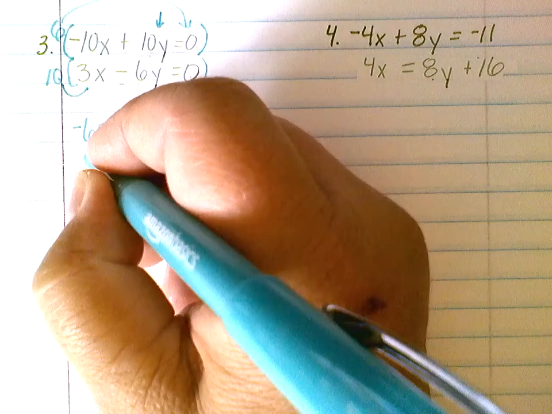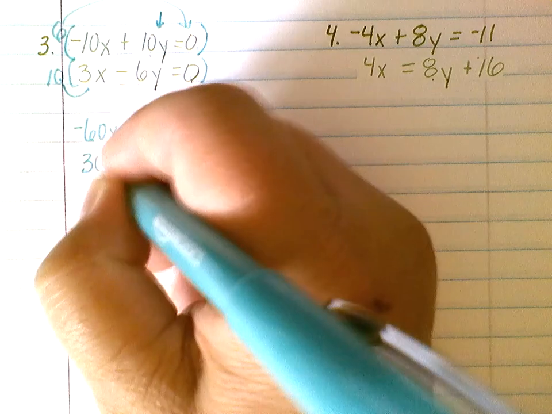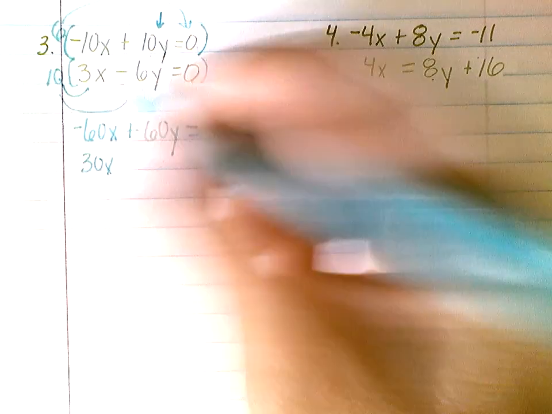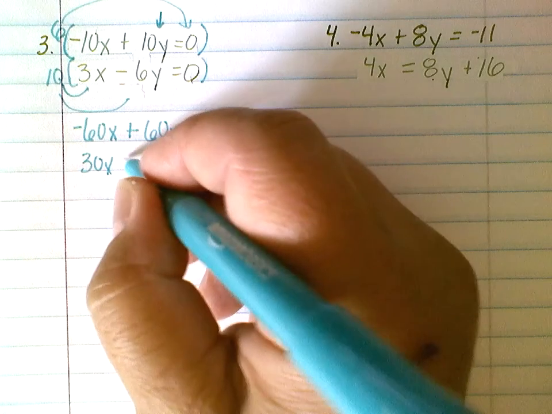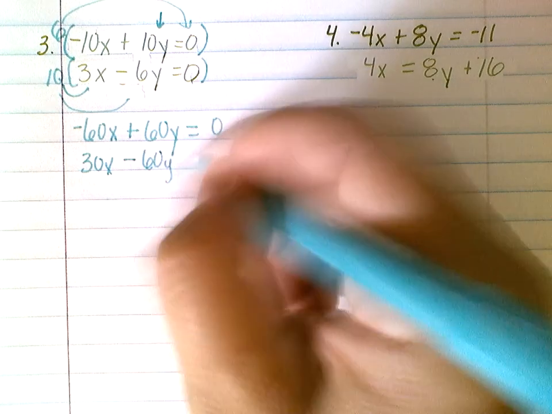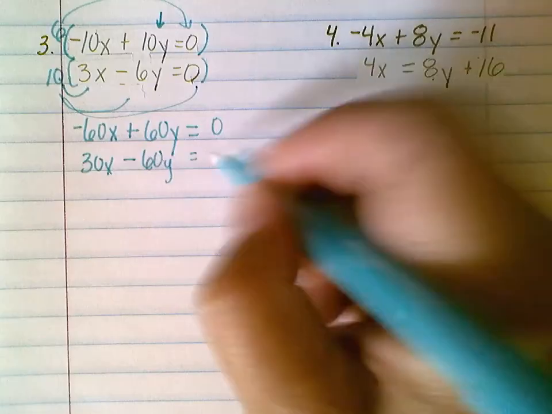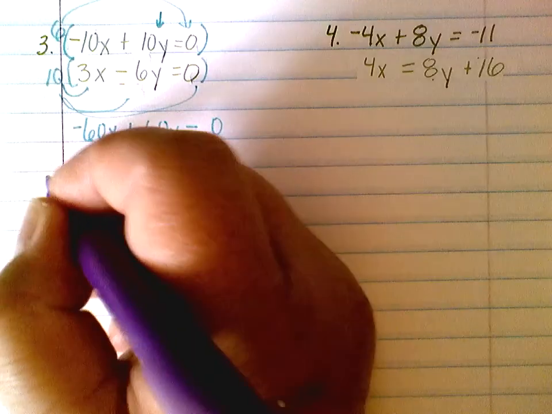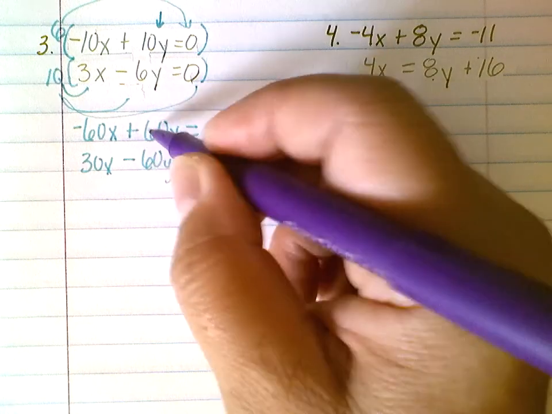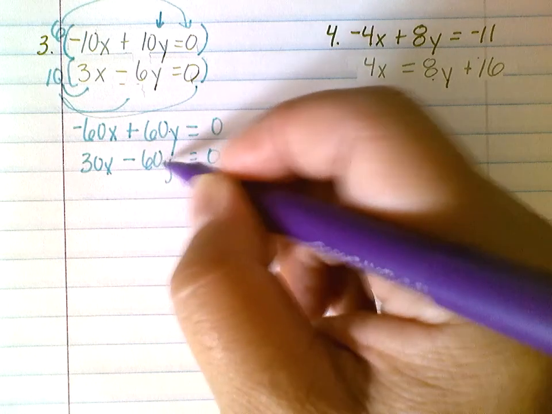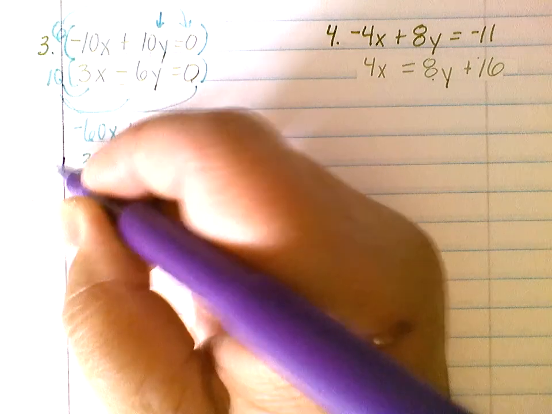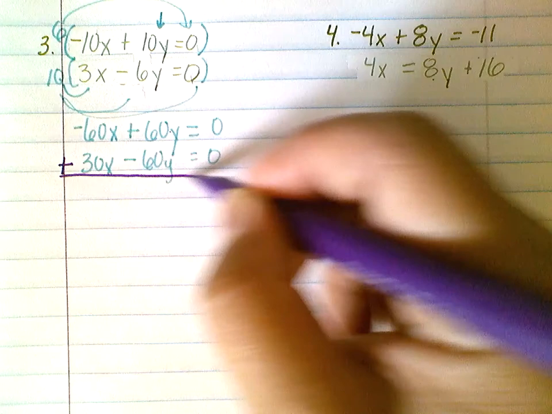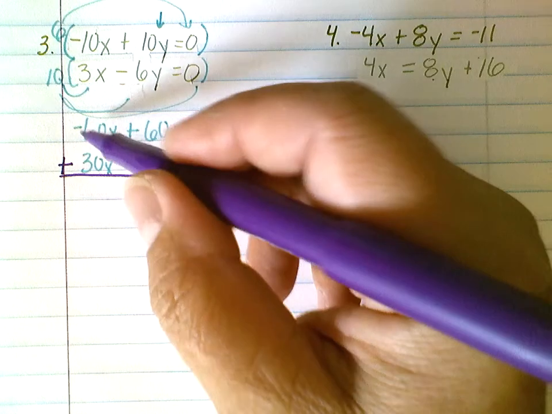10 times 3x is 30x. 10 times negative 6y is negative 60y. And 10 times the 0 is 0 again. So now we have a positive 60y and a negative 60y, and that's what we're looking for in our elimination. So let's go ahead and add these together.